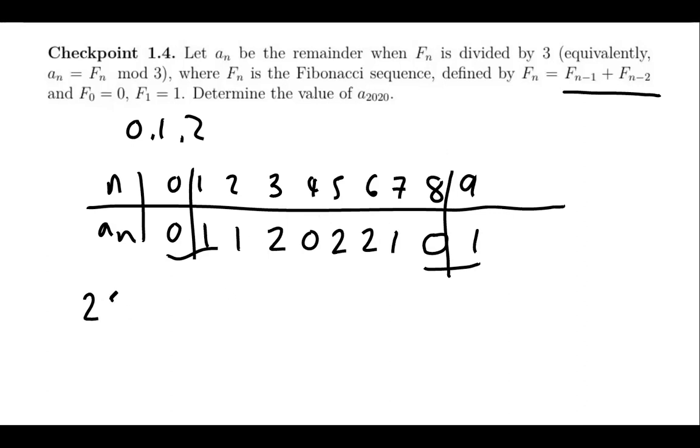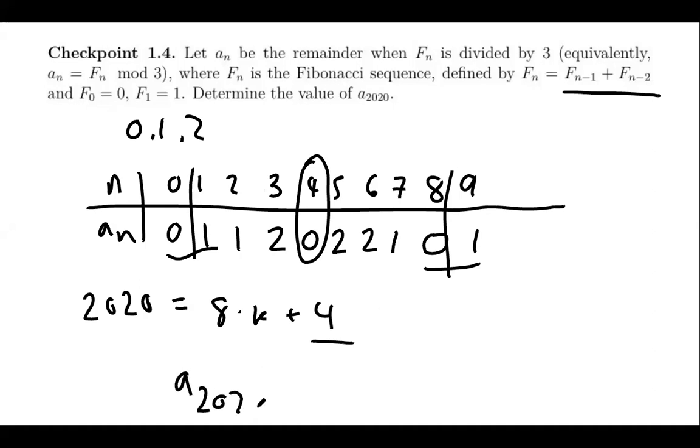Now 2020 is not divisible by 8, but it is divisible by 4. So that means it's 8 times some number plus 4. When we divide 2020 by 8, we'll get a remainder of 4. And that means it will share the same value as the 4th term in this group, which happens to be 0. So a_2020 equals 0.